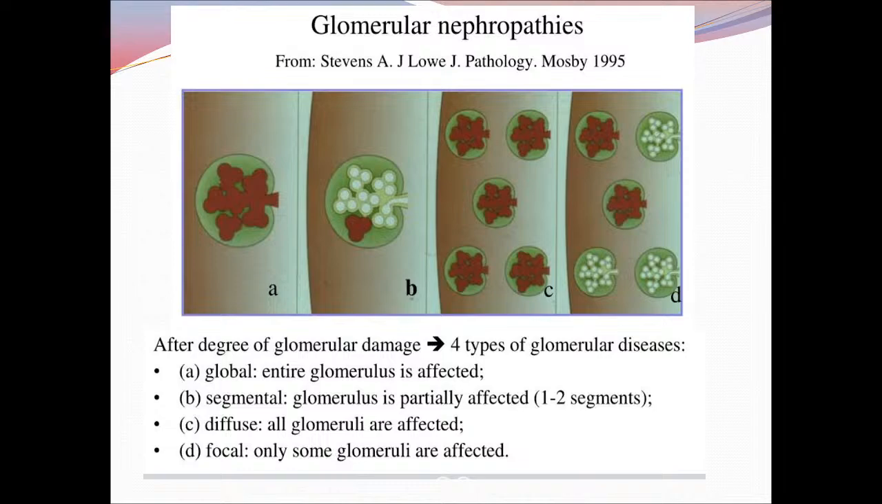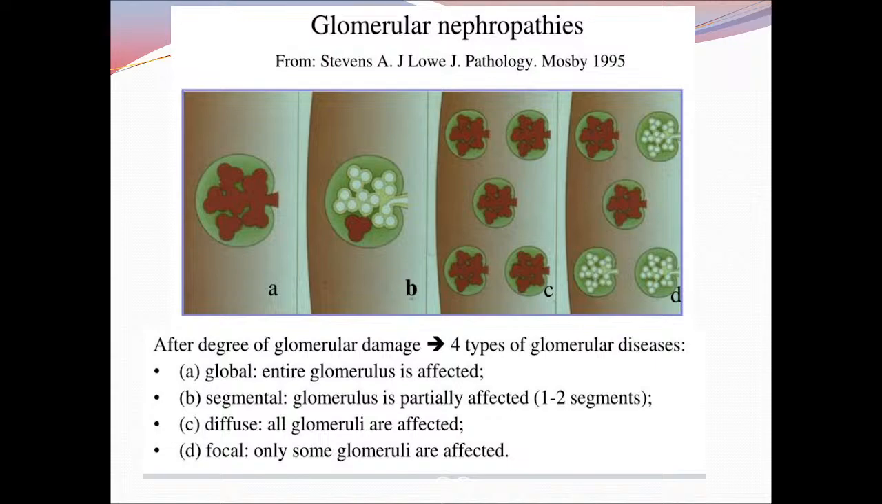What is this meaning? The entire glomerulus is affected. When the entire glomerulus is affected, we call it a global disease. When part of the glomerulus is affected, we say it is a segmental disease. When many or almost all glomeruli are involved, we call it diffuse, and when some glomeruli are involved, it is focal. These terminologies are used when we are describing a renal biopsy.